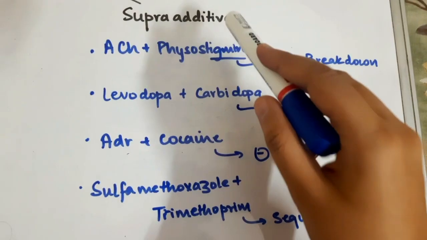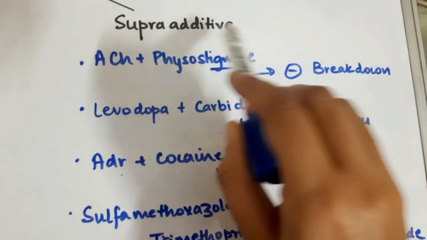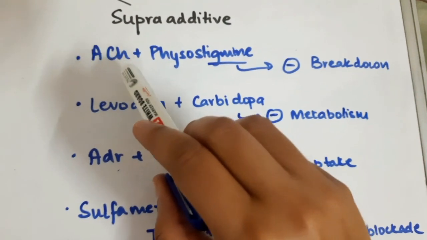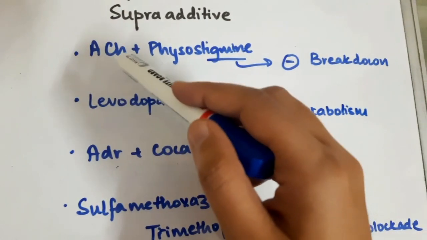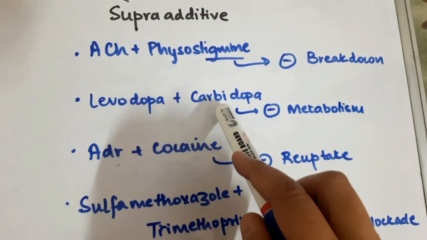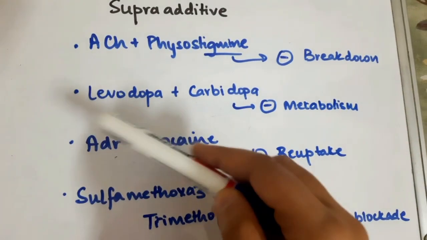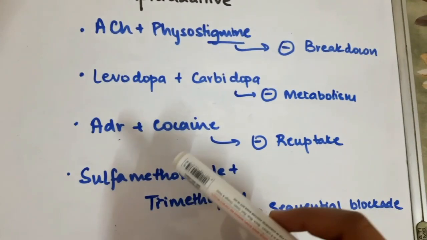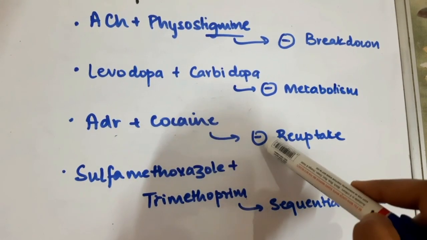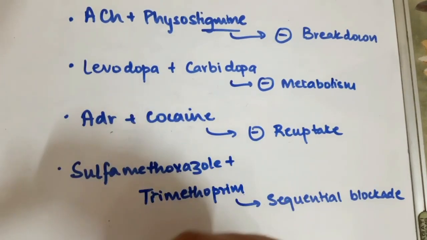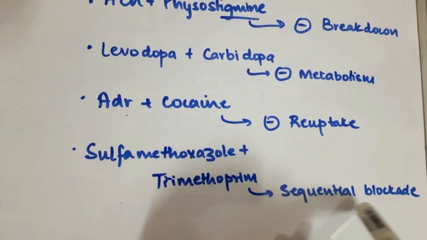Whereas if we look at supraadditive drugs, take acetylcholine and physostigmine. When they are given together, since physostigmine is an acetylcholinesterase inhibitor, it will inhibit the breakdown of acetylcholine and potentiate its action even more. Same with carbidopa, which will inhibit the metabolism of levodopa and potentiate its action, bringing about an even greater action as compared to individually. Next, we have cocaine and adrenaline. Cocaine will inhibit the reuptake of adrenaline and potentiate its action. Sulfamethoxazole and trimethoprim act by sequential blockade.